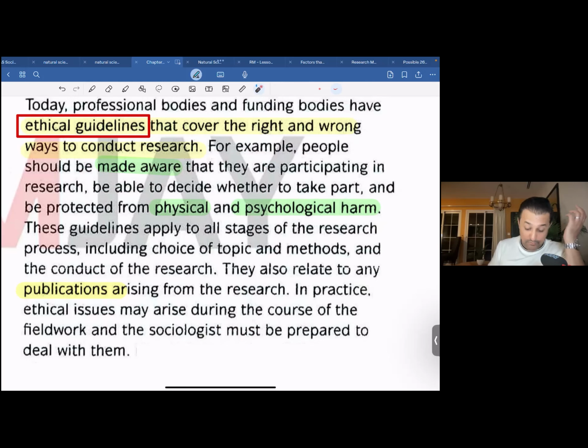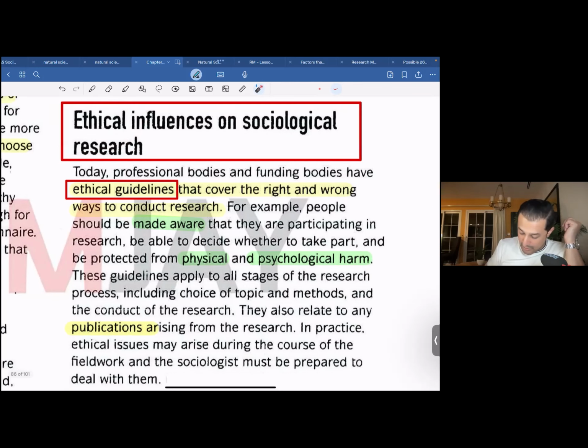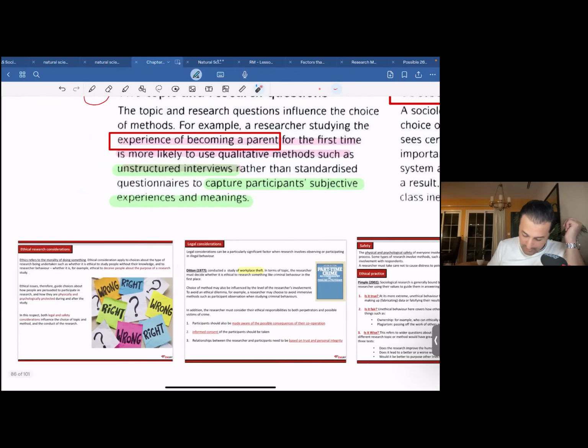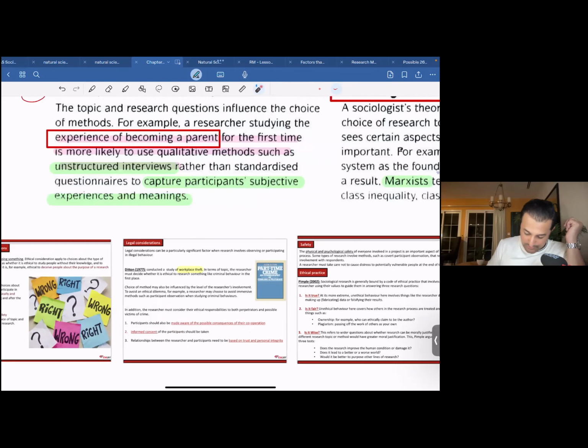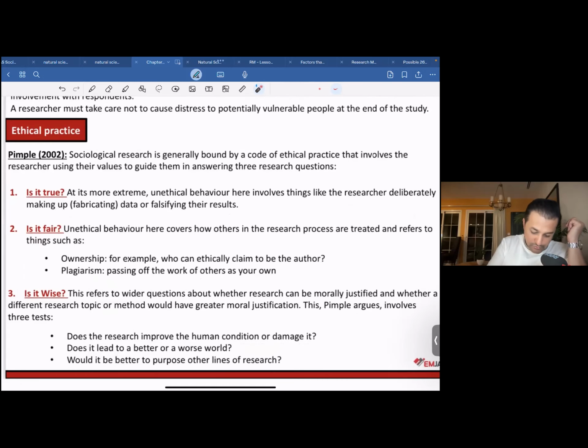So we were talking about different factors that affect sociological research. Initially, we spoke about practical factors, and number two, we spoke about ethical factors. Now, I'd want you all to read a bit more content when it comes to ethical factors. So, according to Pimple in 2002, sociological research is generally bound by a code of ethical practice that involves researchers using their values to guide them in answering three research questions. Number one, is it true?